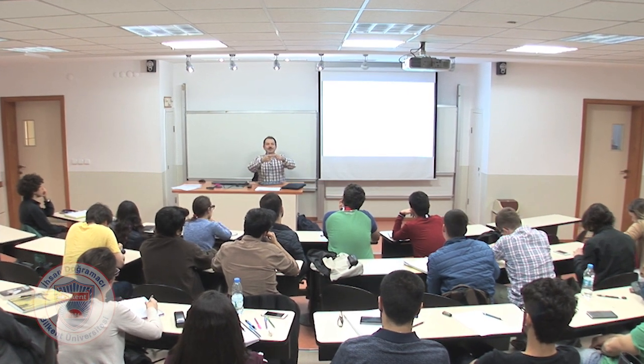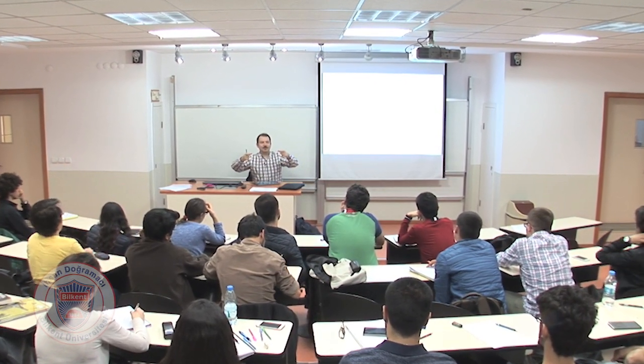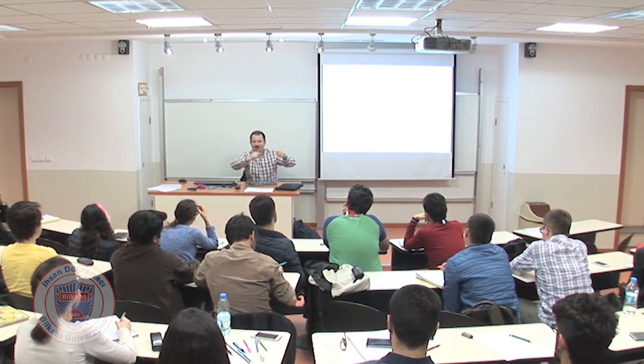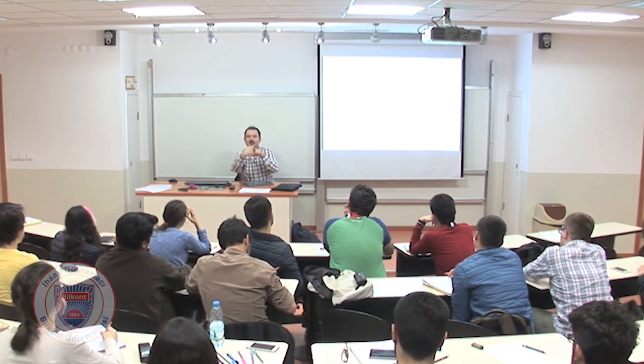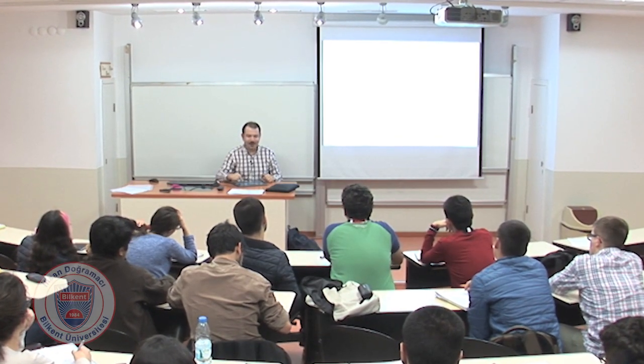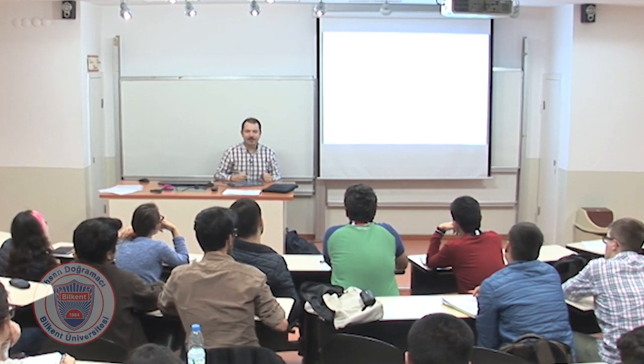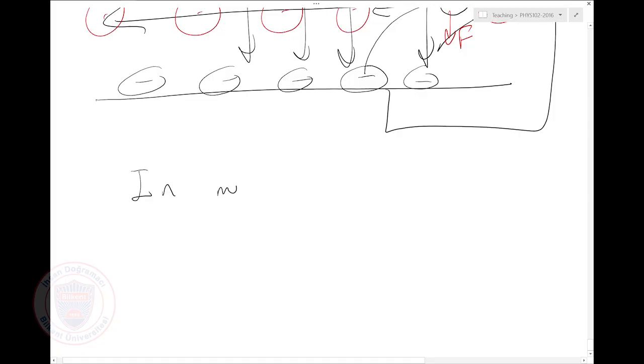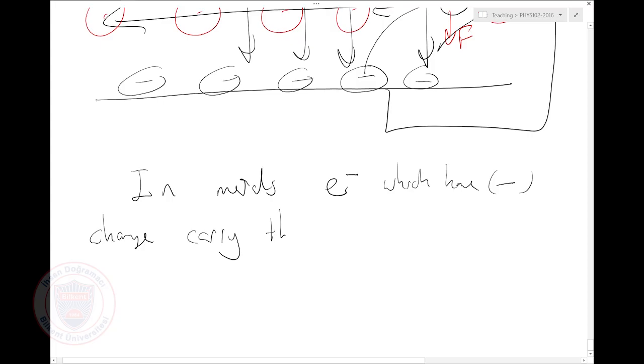He took a more or less flattened wire. Actually, he took a wire and beat it with a hammer to make it flat. He attached his voltmeter to the upper and lower terminals, ran a current under a magnetic field, and what did he find out? He found out that in metals, electrons, which have negative charge, carry the current. Now, this is called the Hall effect.